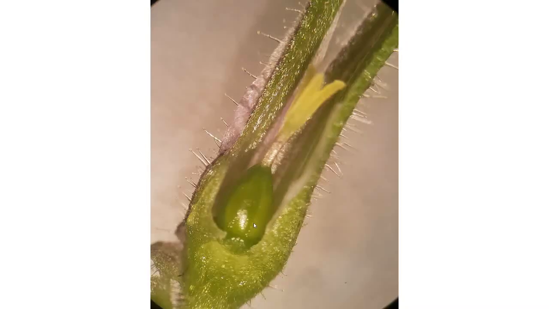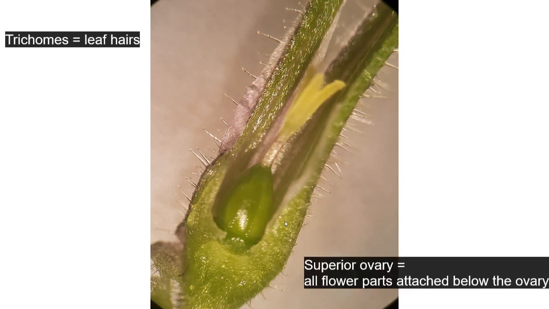If you notice, this is the ovary down here. You can kind of see the seams a little bit. Here's the stigma. Here's the style. These are the sepals. They're super long. These little things right here, these are actually hairs called trichomes. So this is still actually a superior ovary because if we look at the sepals, even though they're really tall, they're attached below the ovary.